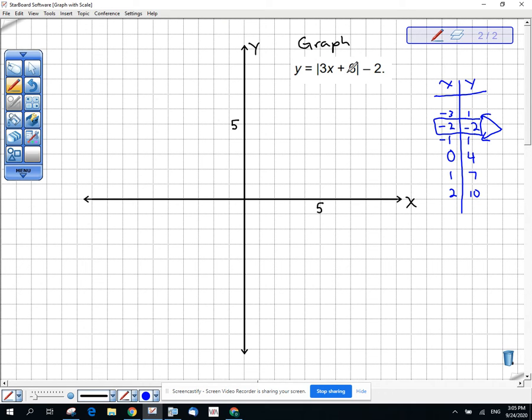And now I really don't need to do the math. Do it if you want to, but if you plug in a negative 4, you're going to get a 4 because these are going to be the same. So we found the vertex. It's at negative 2, and then I'm just plotting all the rest of the points.